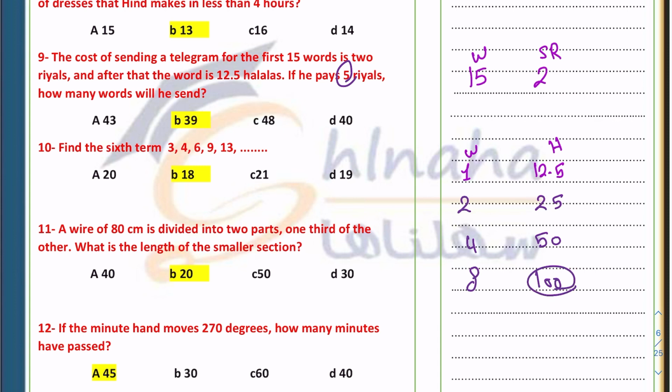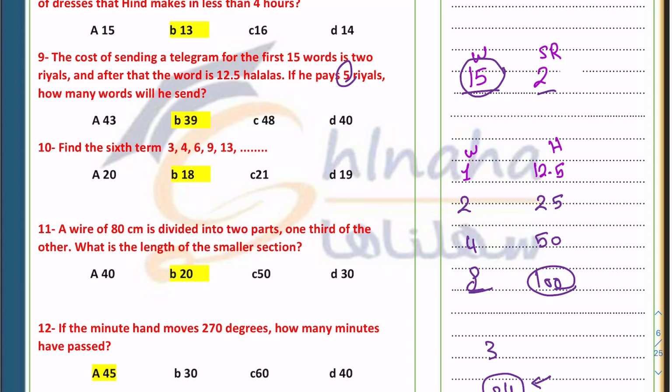Okay. So, now, for the first 2 riyals, I can take 15 words, okay? But for the next riyals, I have 3 riyals remaining. 1 riyal is enough for 8 words, so 3 multiplied by 8 will be 24 words. So using the 3 riyals, I can send 24 words, and using the first 2 riyals, I can send 15 words. So I will add 15 plus 24, which is 39 words.